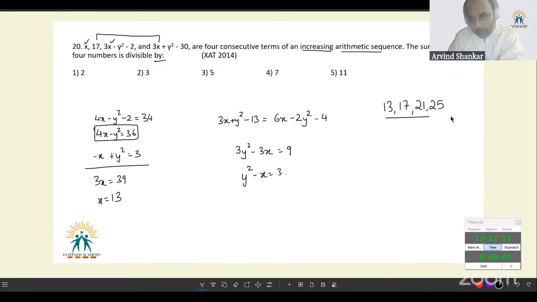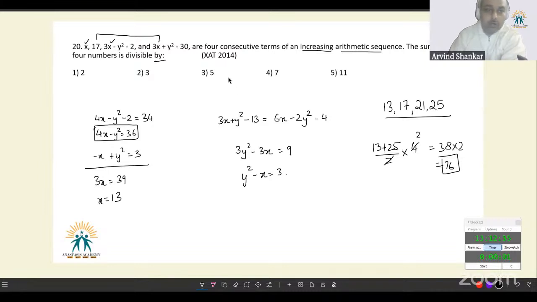And now sum of these four terms would be 13 plus 25 by 2 into 4. Cancel 2. 38 into 2, which is 76. Now, if I'm looking for the sum of the four numbers is divisible by what? The answer is option 1, 2.